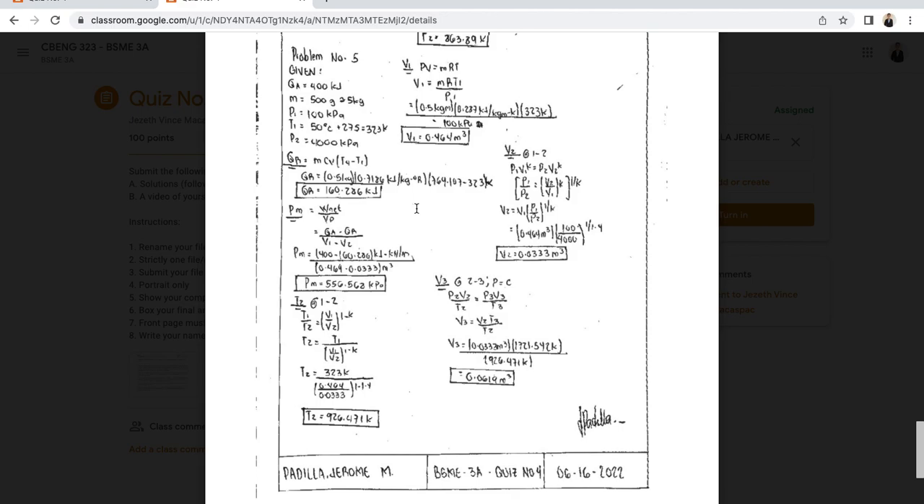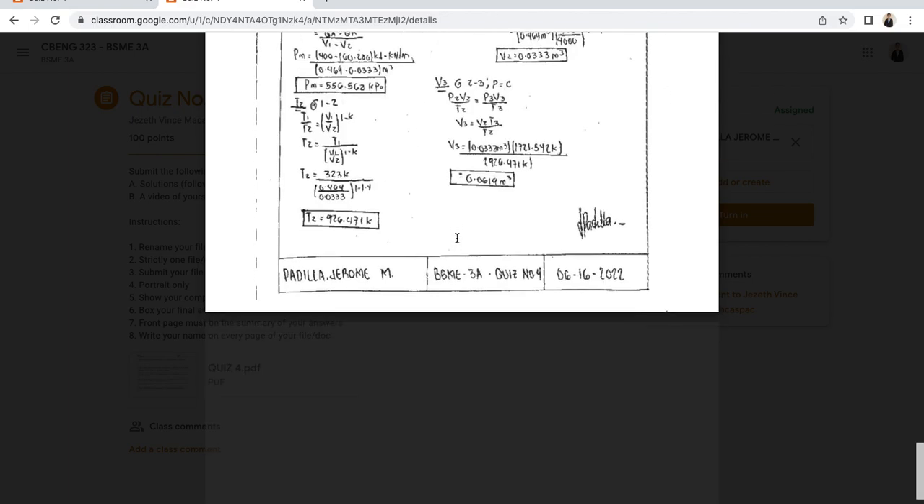So 0.0333 cubic meter for the V2 multiply by the T3 or 1721.542 Kelvin over the T2 or 926.471 Kelvin. The value for the V3 na nakuha natin is 0.0619 cubic meter. So yun yung pinapakuha ng problem number 5.